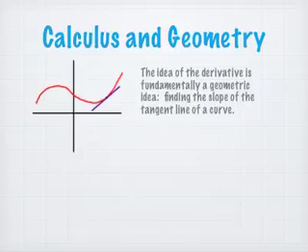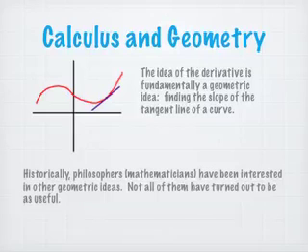Calculus and geometry are actually really closely related. In fact, one of the first things we do in calculus is learn about the derivative. The derivative, finding the slope of the tangent line of a curve, is a fundamentally geometric idea. So historically, those who have studied mathematics, beginning with early philosophers, have been interested in other geometric ideas.